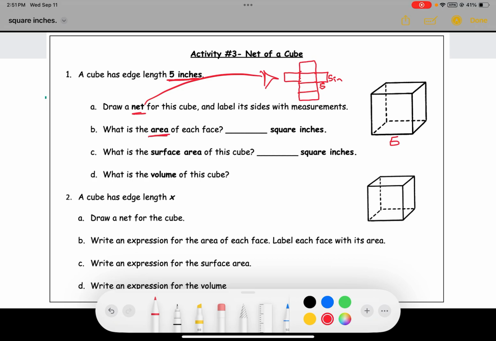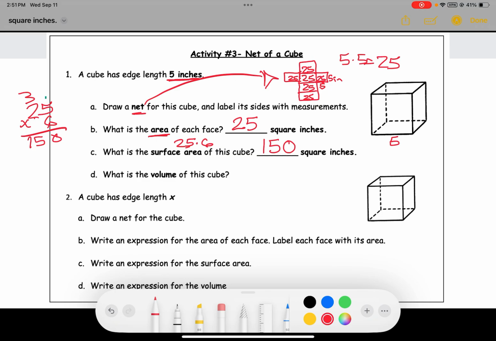B says, what is the area of each face? So for one face of the cube, if it's 5 times 5, then I do 5 times 5 equals 25. So one square on the cube would be 25 square inches. What is the surface area? So if 1 is 25, all 6 of them have an area of 25 square inches. So really, we're just going to multiply one area, 25, times 6, because there's 6 squares. So 25 times 6, 6 times 5 is 30, 6 times 2 is 12, plus 3 is 15. So it would be 150 square inches.